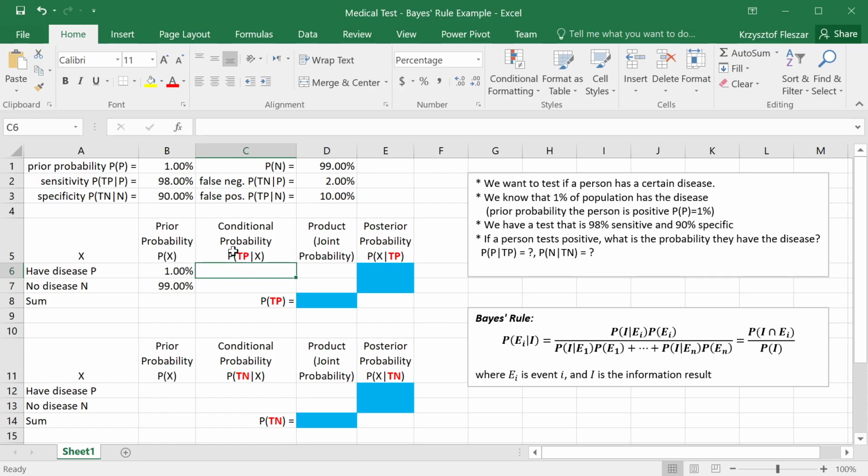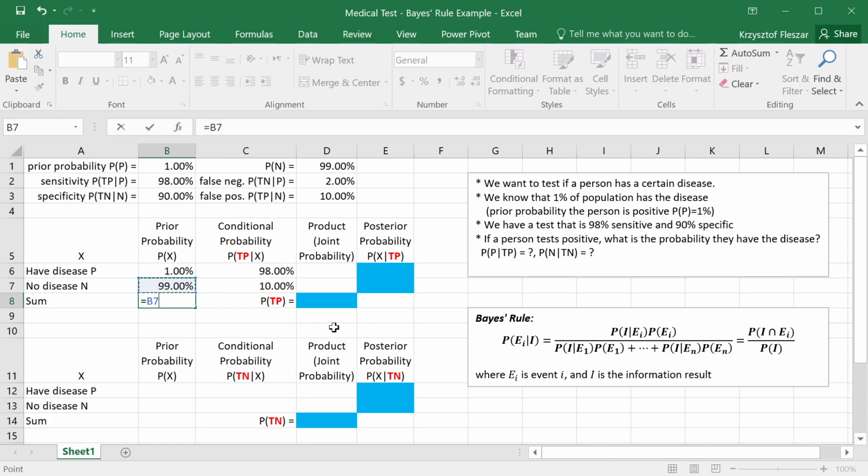Now we need conditional probabilities, but be careful. These are conditional probabilities that the person tests positive given X, and X is P or N, depending on which cell we're going. So this is test positive given they are positive, that's sensitivity, and test positive given they don't have the disease, that's this number here. That's false positives, so this is 10%. And the important thing is, notice these numbers do not add up to 100%. They could, but just by chance; normally they don't add up to 100%.